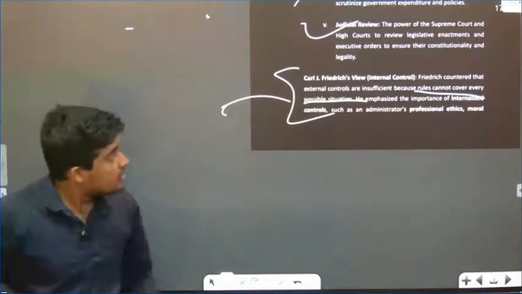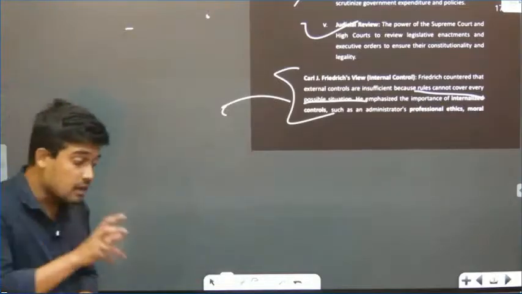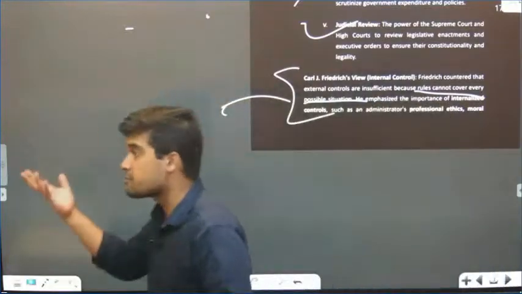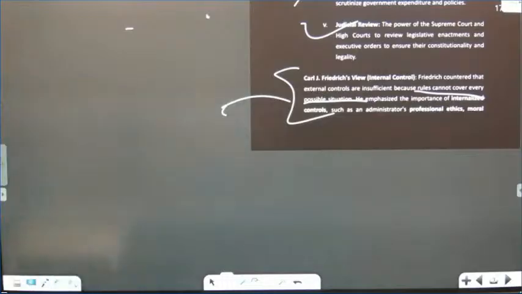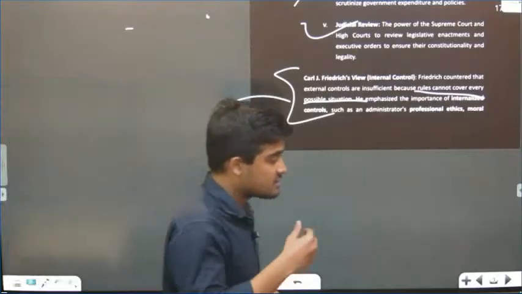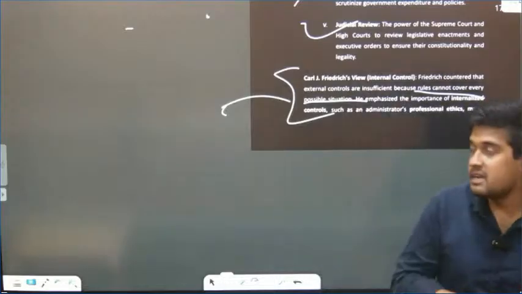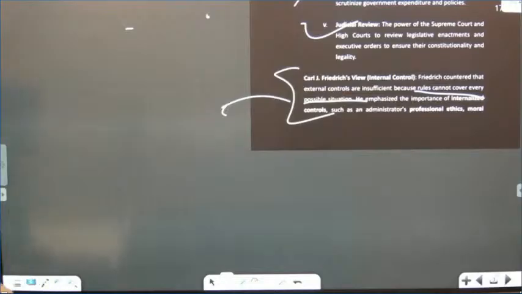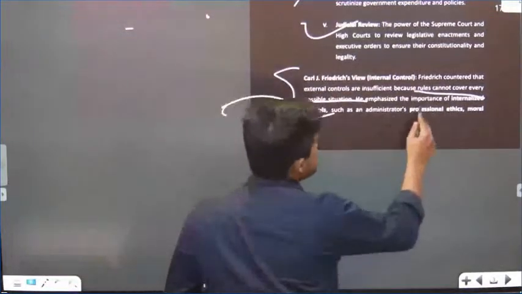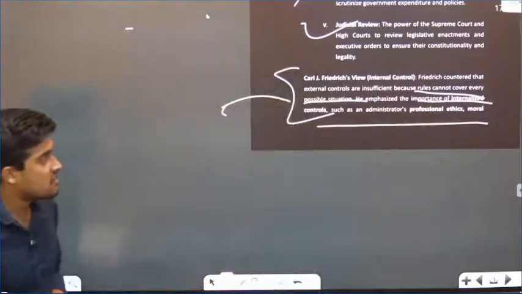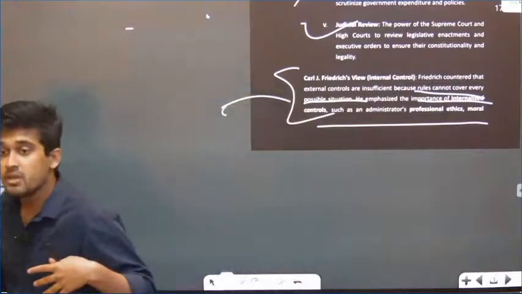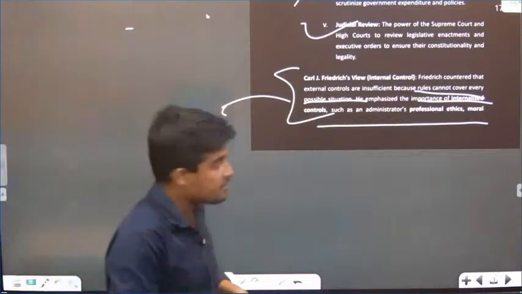So that is why Friedrich is saying that internal control is very much important. Why? Because rules and regulations are from outside. Internally, if the organization is very much motivated to go ahead and improve public service delivery, it is much better. He emphasized the importance of internalized control, such as administrators' professional ethics. If somebody is ethical in nature, that person does not require outside rules and regulations. So internal ethics are very much important.